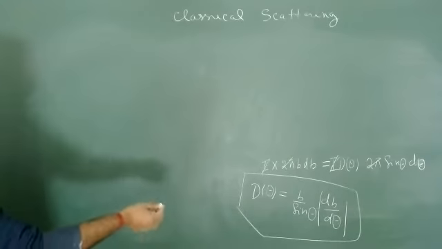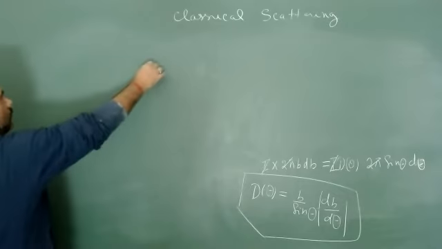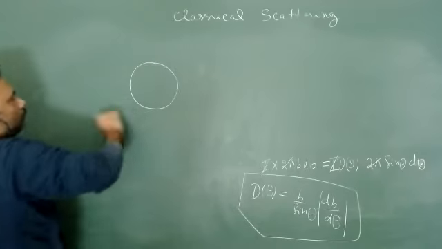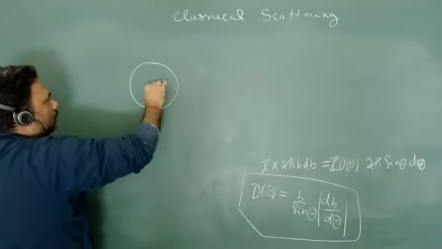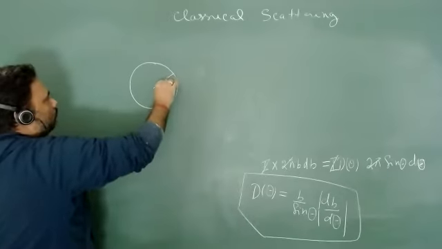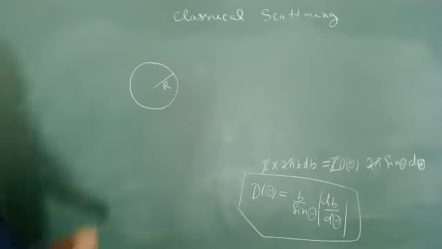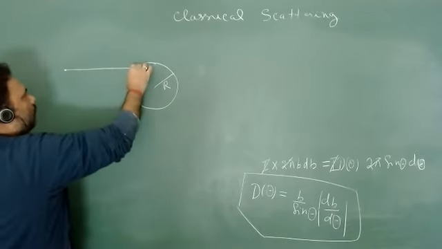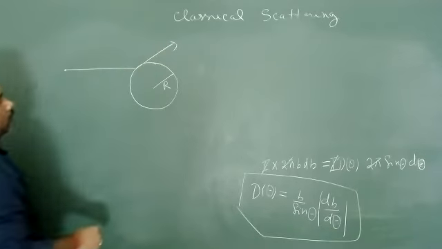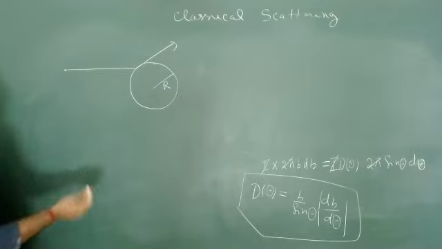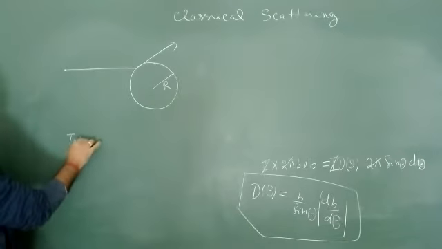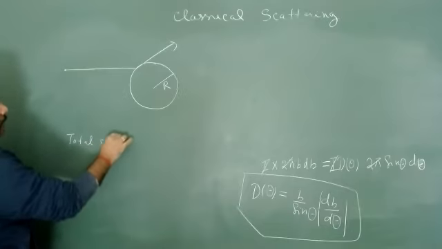Now look at this problem. It is very simple, but it will clear all your concepts. So this is your hard sphere of radius r. Some particle is coming from here and it will go and get scattered. What we have to do is calculate the total scattering cross section.